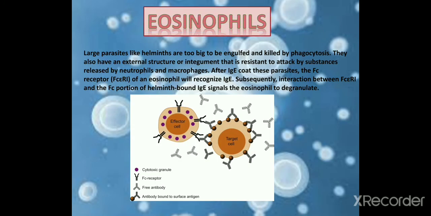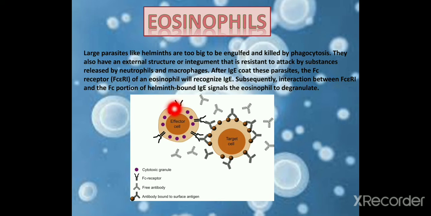Our next cell is eosinophils. There are some large parasites like helminths that are too big to be engulfed and killed by phagocytosis, and in addition, their outer integument is resistant to attack by the cytotoxic substances released by neutrophils and macrophages. There is an IgE coat present on these parasites. The Fc receptor of the eosinophil is Fc epsilon R1, which recognizes the IgE coat of the parasite, and the interaction between these causes the lysis of the cell.